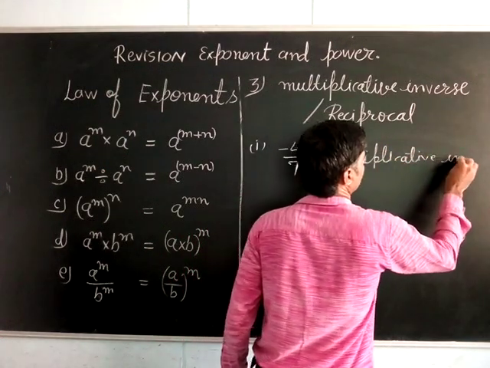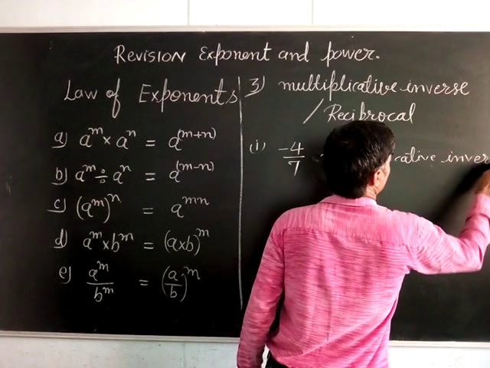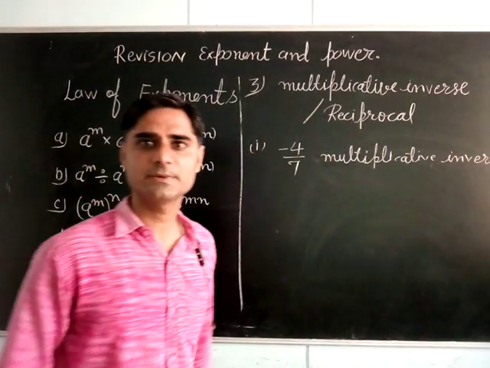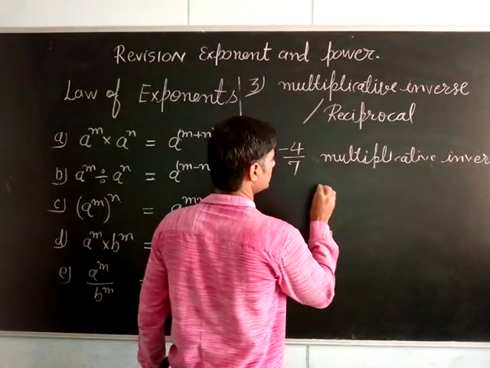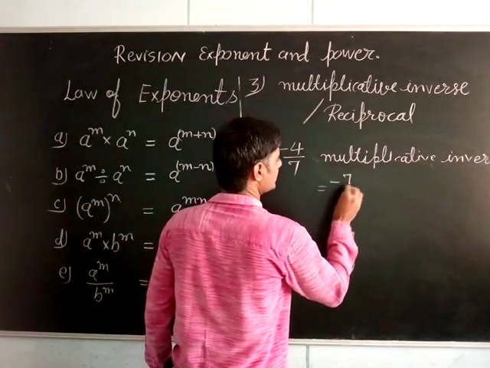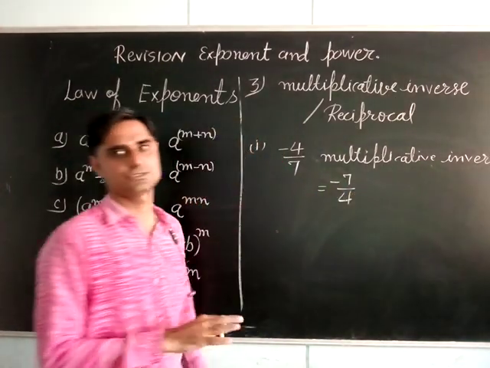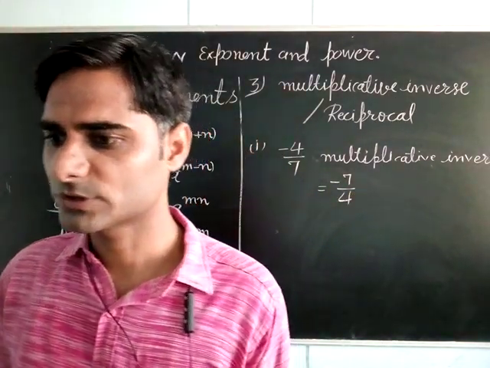Multiplicative inverse. What will be the multiplicative inverse? That is minus 4 upon 7, so it will be equal to minus 7 upon 4. Just change. Okay. Some more things are given.